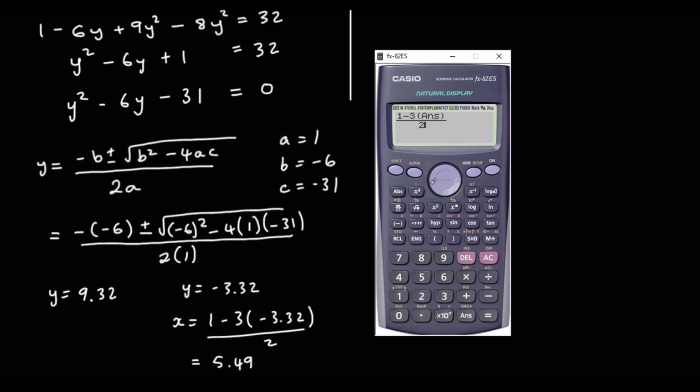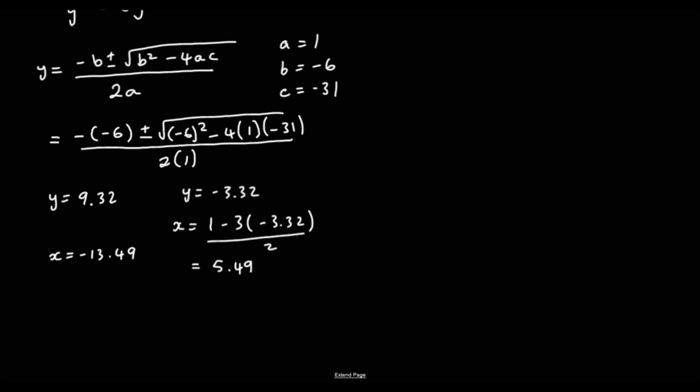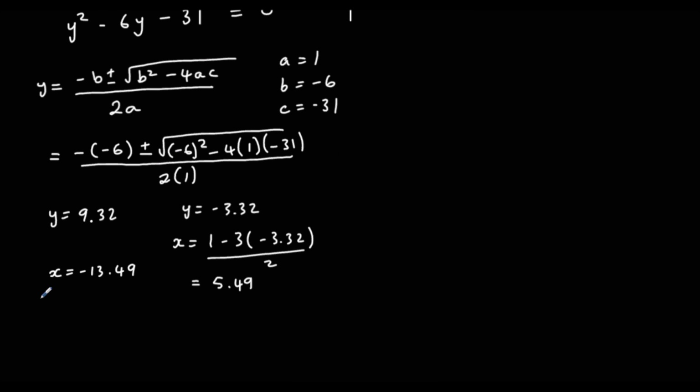And for my other answer, I stored it as A. And that is negative 13.49. So x is negative 13.49. So I've got my two answers. Y is 9.32, x is negative 13.49. Or y is negative 3.32 and x is 5.49.